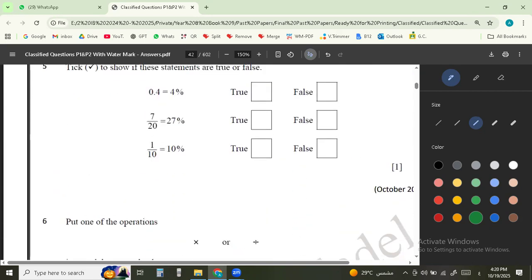The statement that 0.4 is equal to 4% is definitely false. 4% is 4 out of 100, which is 0.04.